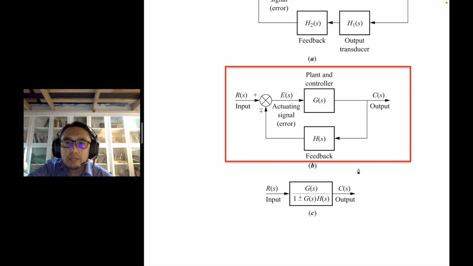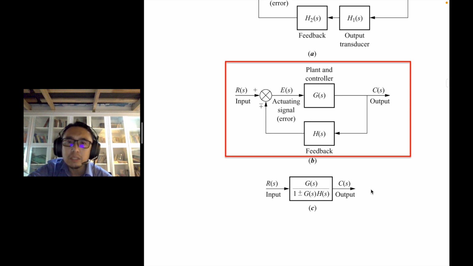If you write down the equations, C equals E times G, and E equals R minus or plus HC. Okay, so you have 3 unknowns and 2 equations. You can represent E in terms of R and C, and eliminate E, and you will get that C equals G over 1 plus or minus GH, times R.